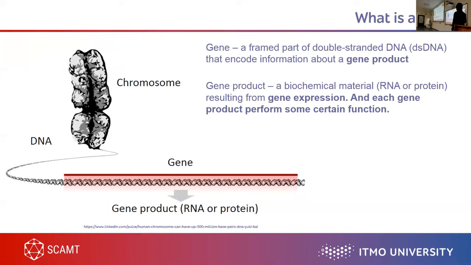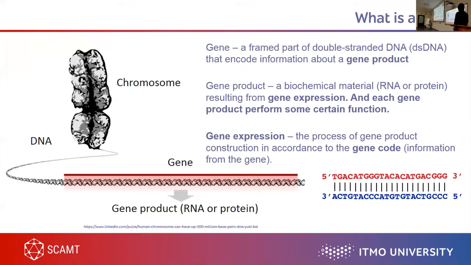A gene is a framed part of double-stranded DNA, or dsDNA, that encodes information about a gene product. A gene product is a biochemical material, RNA or protein, resulting from gene expression. And each gene product performs a certain function. Gene expression is a process of gene product construction in accordance with the gene code.